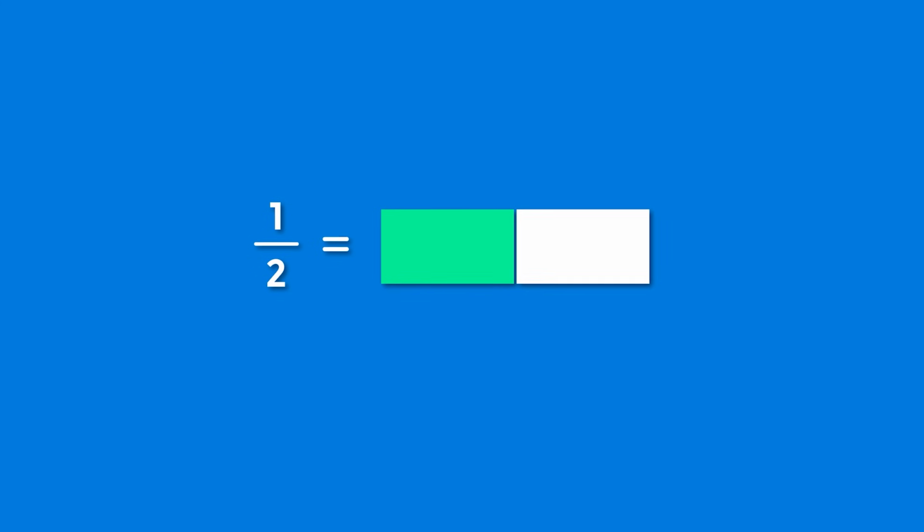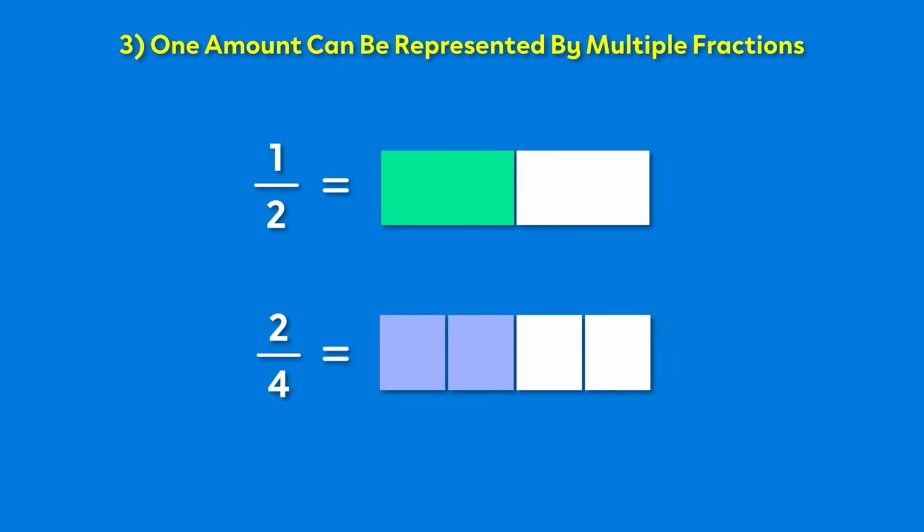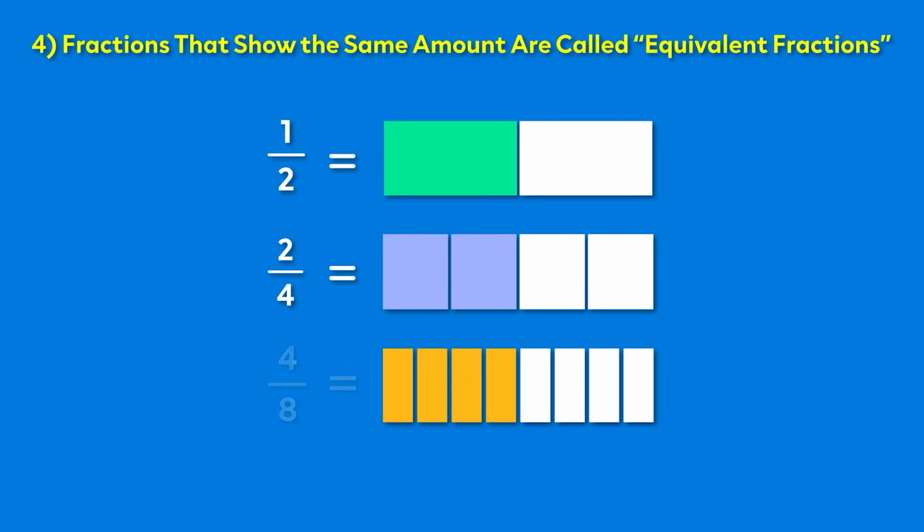This leads to our next big idea, which is that the same amount can be represented with multiple different fractions. While 1/2 and 2/4 here are written differently, they still represent the same amount. When we have two fractions written differently that represent the same amount, we then move to the next key idea, which is that fractions that represent the same amount are called equivalent fractions.